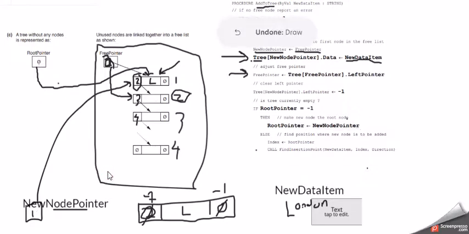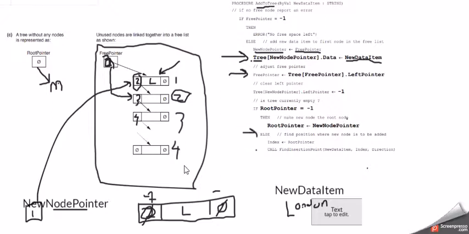If it's not empty, let's imagine we've got something in it like Manchester. So I'm just going to do M for Manchester. We need to find where we're going to put our London. To begin with, we take the root pointer and we put it into a variable called index. So our root pointer would be -1. That's if a tree isn't empty. If it is empty, we simply do this line of code here, where we put the new node pointer into root pointer. But if it's not empty, we first of all put this value of root pointer into index.